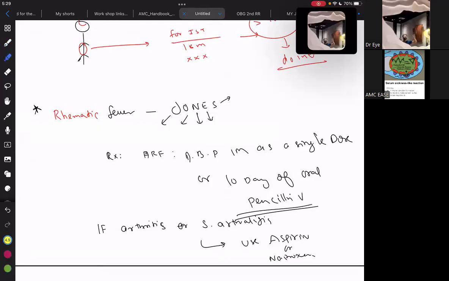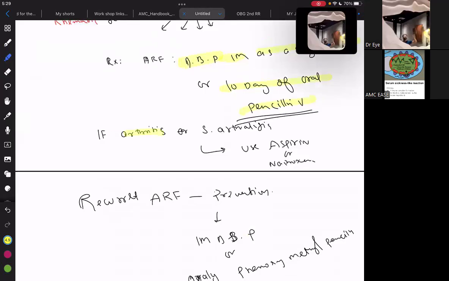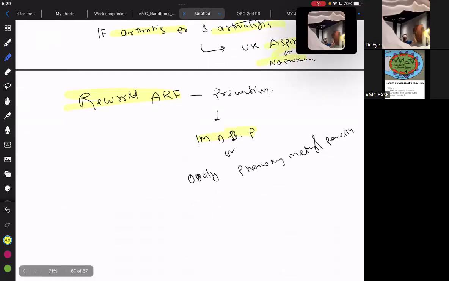For the treatment, we went for benzathine benzyl penicillin IM as a single dose, or 10 days of oral penicillin V. If the patient had arthritis or severe arthritis, we went for aspirin or naproxen. For the risk of recurrent acute rheumatic fever, for prevention, we again went for IM benzathine benzyl penicillin, or orally phenoxymethyl penicillin.